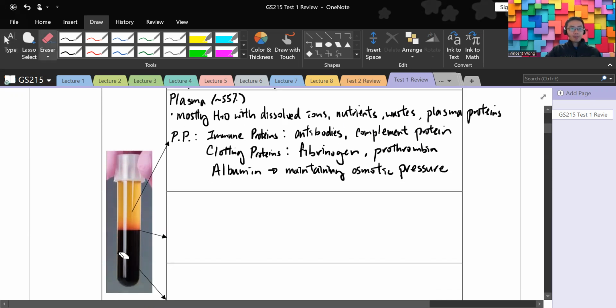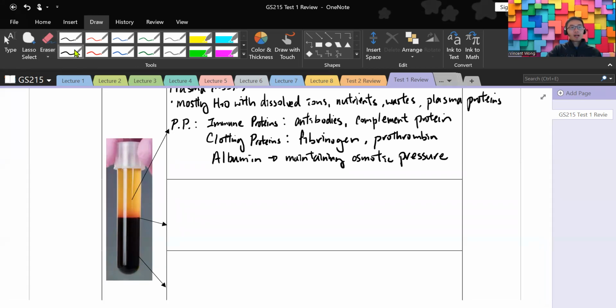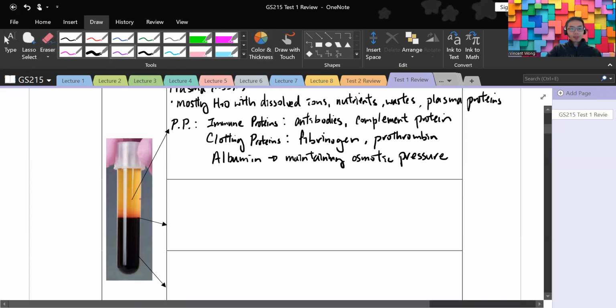Next we have all these things. The middle layer, right? That's kind of between the plasma and the red cell. That is where you will find the white blood cells and the platelets. So there's this buffy coat, we call it. That's where you will find the white blood cells plus platelets. And they don't make up a lot of volume, maybe around 1%.